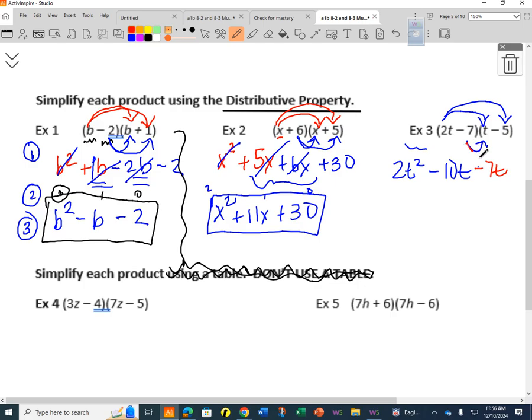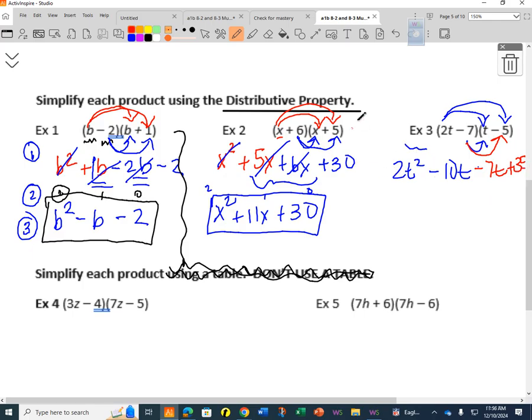And now it's negative 7 times negative 5. What's negative 7 times negative 5? Fatima? Negative 7, we're distributing the negative 7. What's negative 7 times negative 5? Perfect.